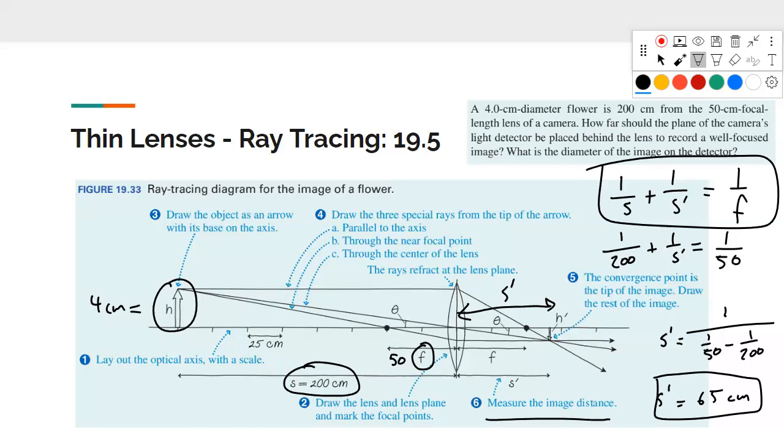Once we have S prime, they also want us to find the diameter of the image. And so in order to do that, we really just want to use this idea of similar triangles. So we have one triangle here, and this triangle has a height of h and a base of s. And we have another triangle here, which has a height of h prime and a base of s prime. And these two triangles are similar triangles.